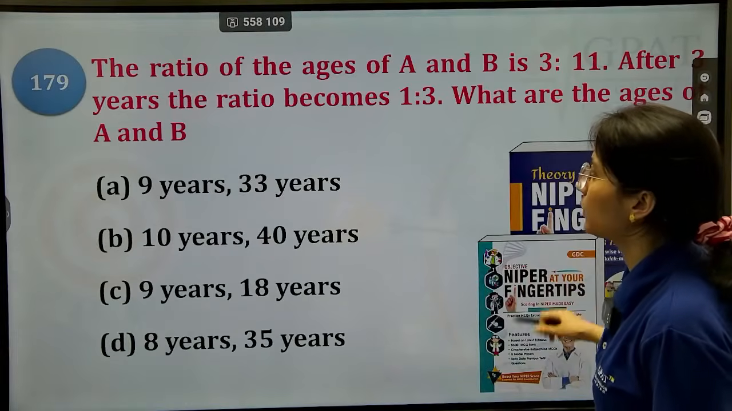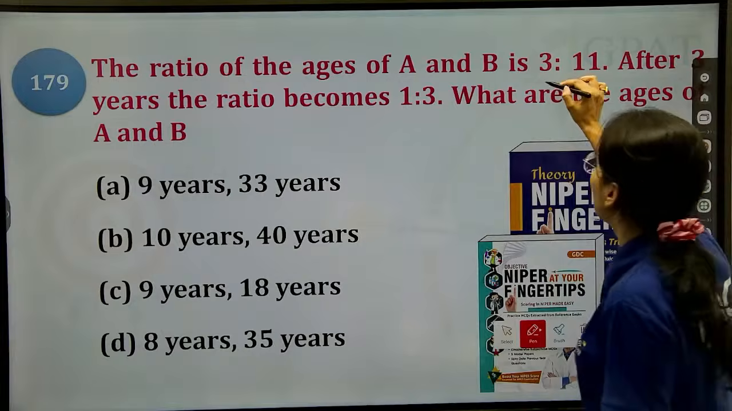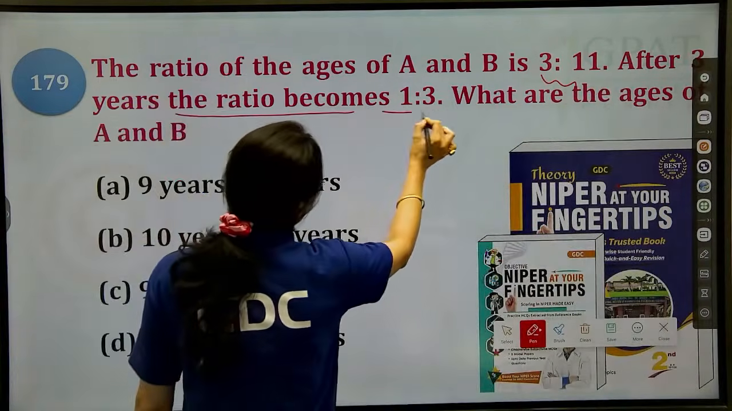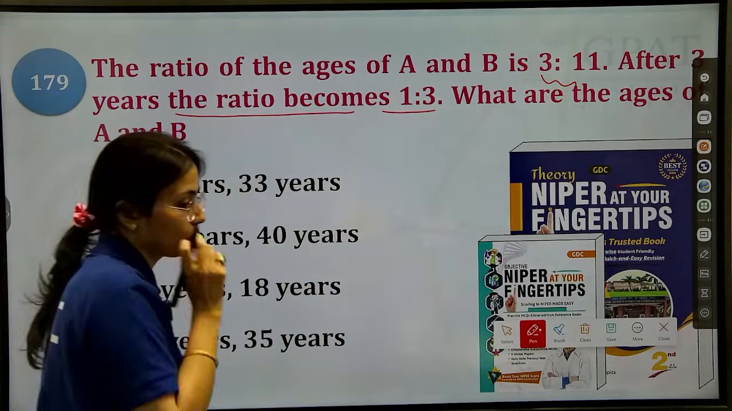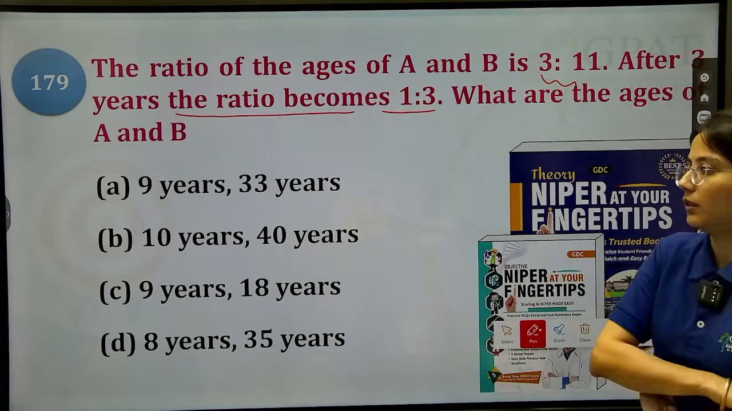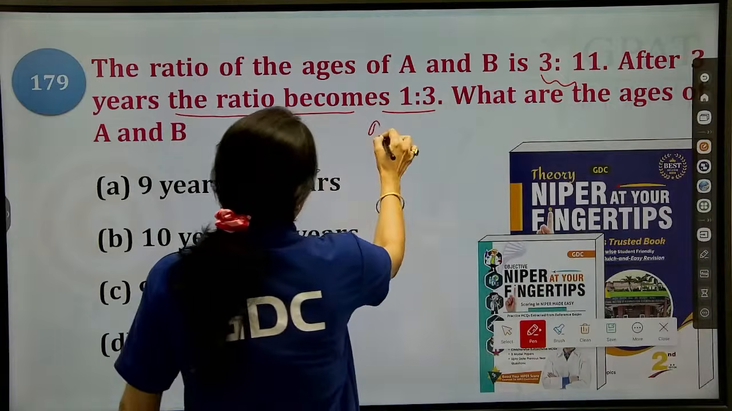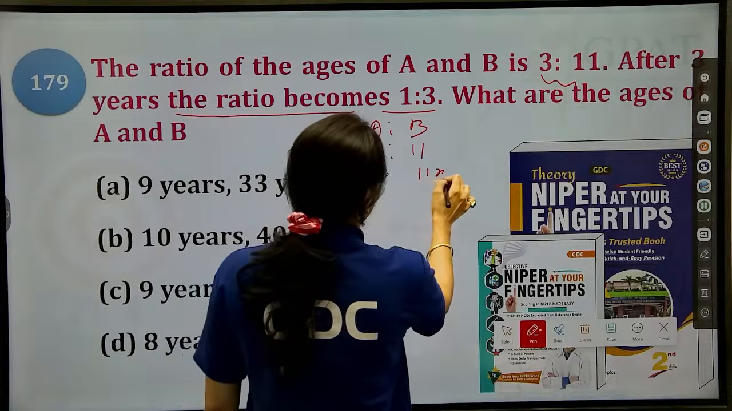Now move to the next question, that is the ratio of the ages of A and B is 3:11. After 3 years the ratio becomes 1:3. What are the ages of A and B? So you have to give the answer. As you know, the ratio of A to B is 3:11, that is 3x and 11x.